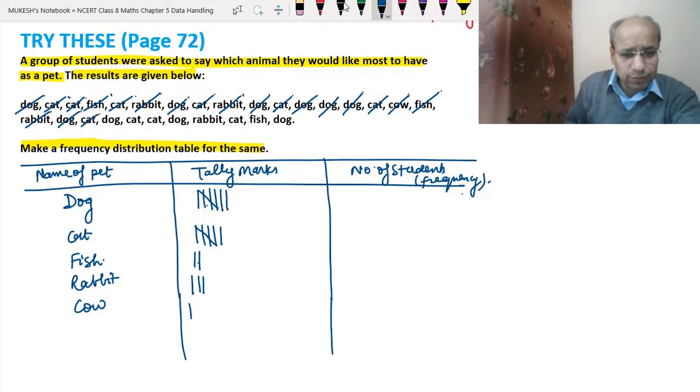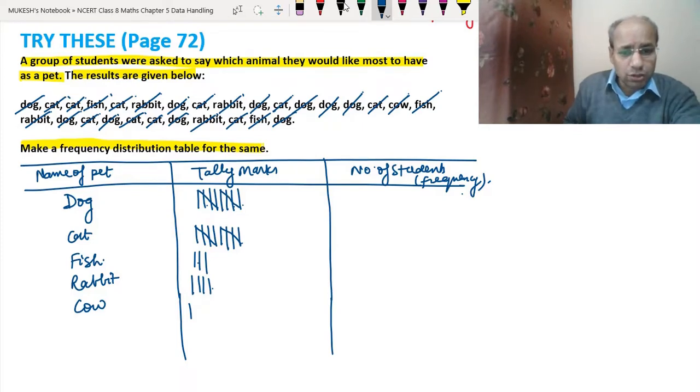Then again cat, we will make one line here. Then again dog, one line against the dog. Then cat, one line against the cat. Then again cat, one line more against the cat. Then dog, one line against the dog. Then rabbit, one line against the rabbit. Then again cat. So in cat we have made the 4 lines, so we will just strike it. Okay. Then fish, one more line against the fish. Then dog, and again the dog has reached 4, so we will make the 5th line like this.